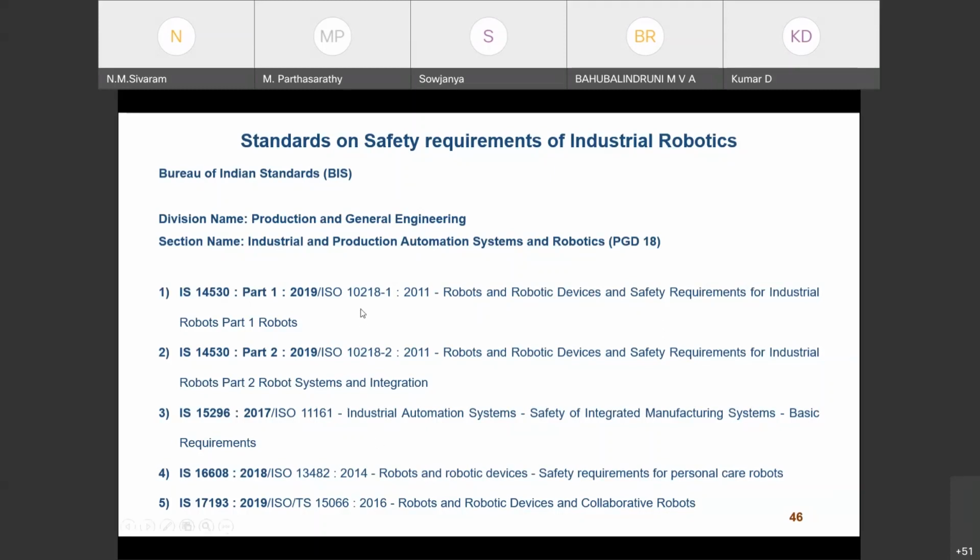You can see ISO 10218 is adopted here. All the earlier ISO standards are adopted, and all in recent years. You can see here 2019, 2017, 2018. So we have only 5 standards in our country, all developed in recent years with the help of the ISO standards. Broadly, these standards will be based on ISO standards, and certain changes or modifications will be made for the Indian scenario.